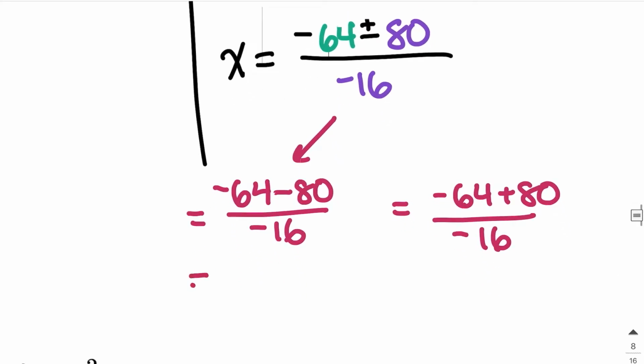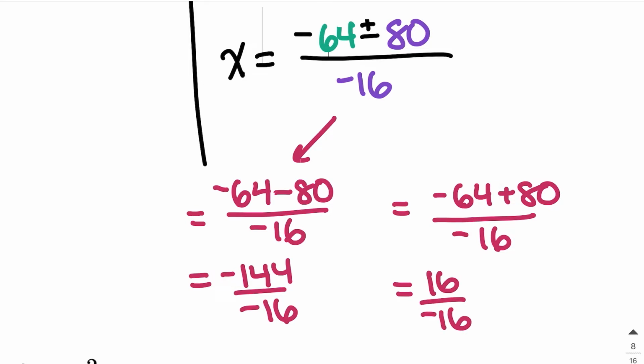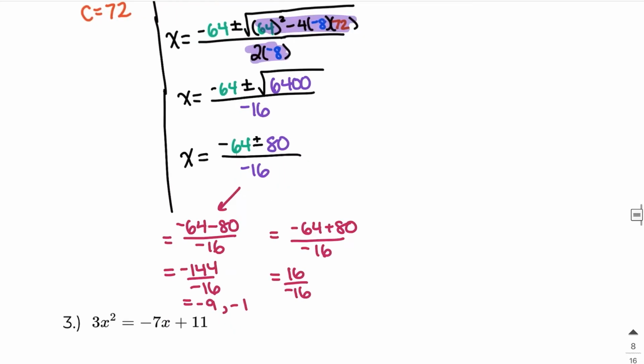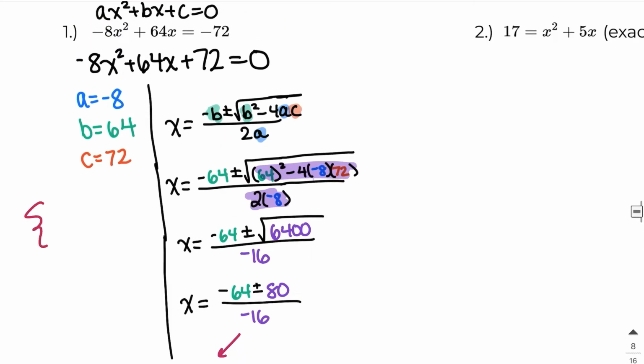And when I do negative 64 minus 80, I get negative 144 over negative 16. And here, when I do negative 64 plus 80, I end up getting 16 over negative 16, which means that my two answers will be negative 9 and negative 1. So here, I can say that my solutions are negative 9 and negative 1.